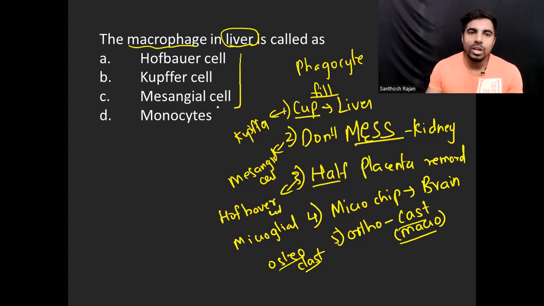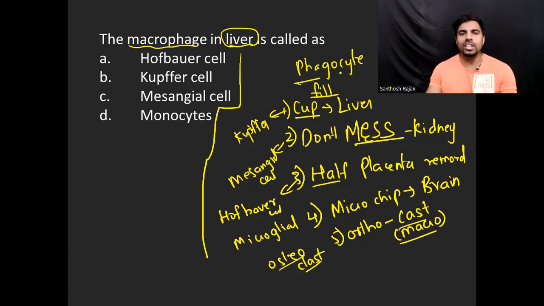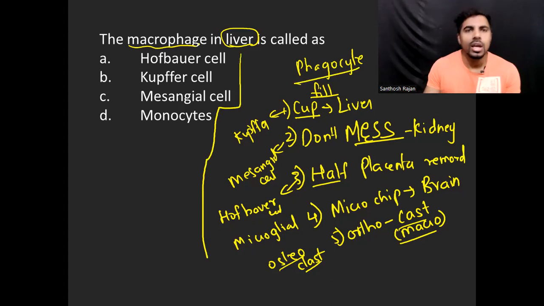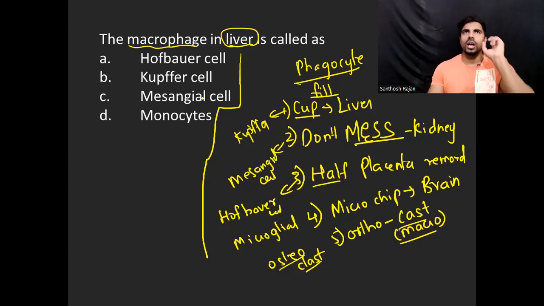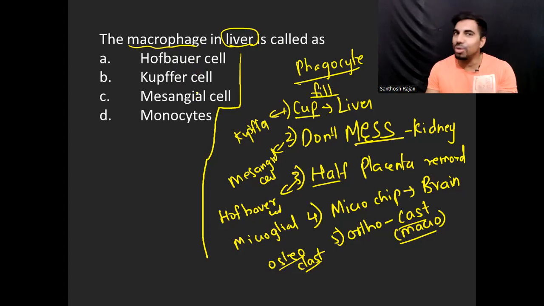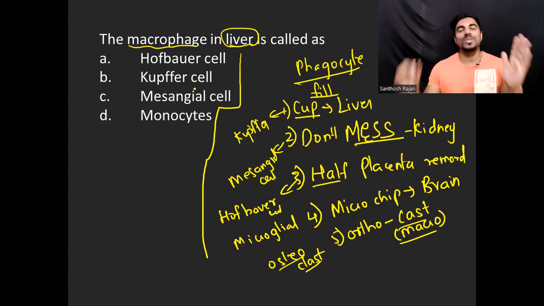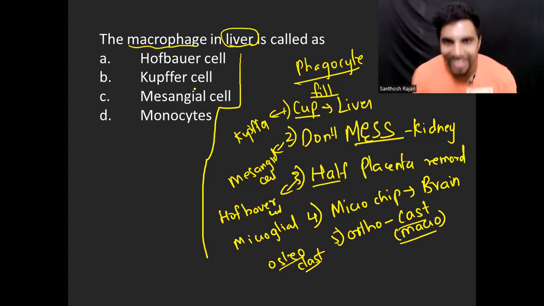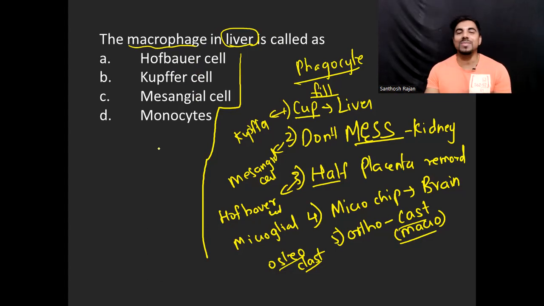So what happened now in the exam? Let me say I didn't give you this clue, and you're directly going to sit the exam. Macrophage in liver: Kupffer. Sir, Kupffer or Hofbauer? There is confusion between these two. Or maybe mesangial. If you're confident, students, no problem. But I'm talking about the majority of students, the normal students, who are a little bit confused with all these things. For them, it'll be a trouble.